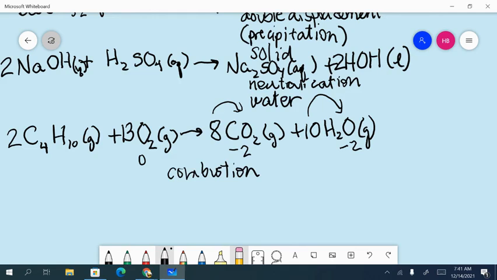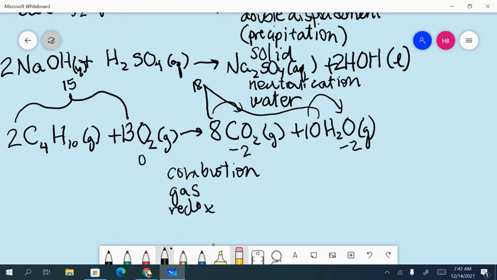And my products are water. Let's check how many. We've got 2 plus 13 or 15 moles of gas here, and then 8 plus 10 for 18 moles of gas here. So one of our driving forces is formation of a gas, redox, and formation of water. You can't form a solid with any other type of reaction besides double displacement. This was a quick rundown of what we learned in the equations or chemical equations.